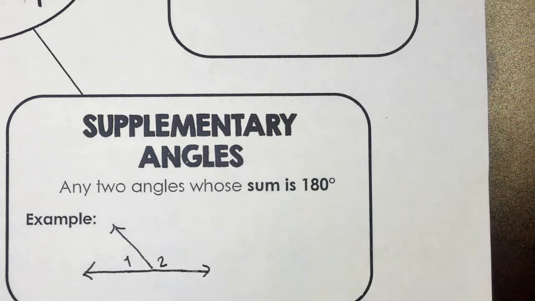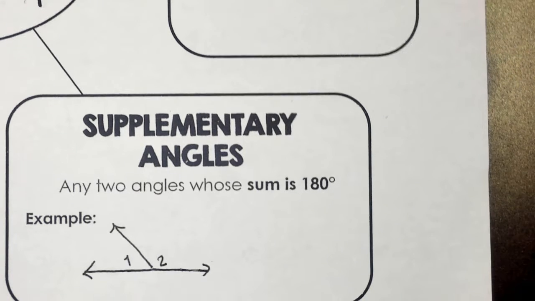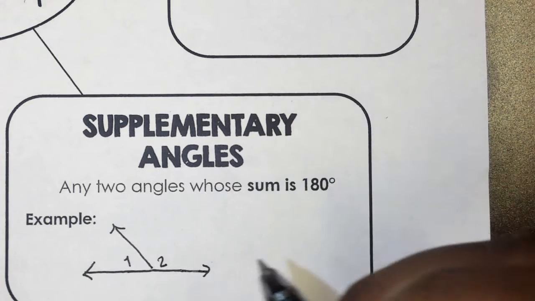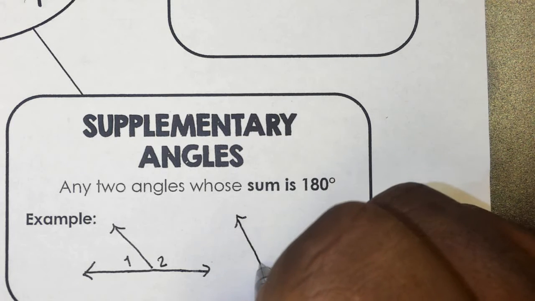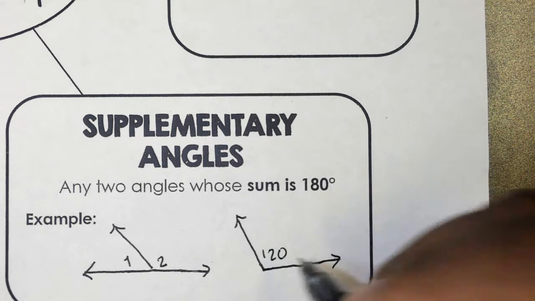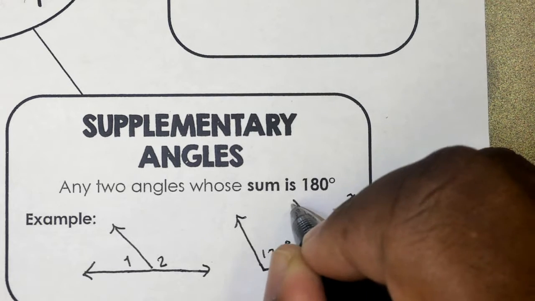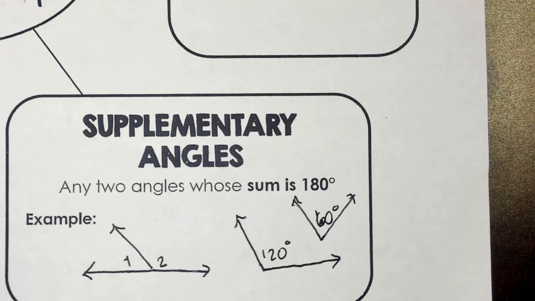Angle 1 and angle 2. If any two angles form a line, they have to form 180. So these could be supplementary, but they don't have to be. They could be disconnected, and their values could add up to 180. So say I had a 120 degree angle, and then I had another smaller 60 degree angle that weren't connected. Those could be supplementary as well.